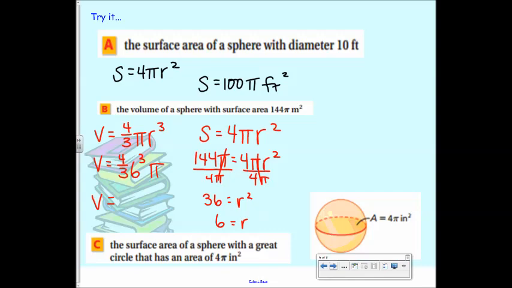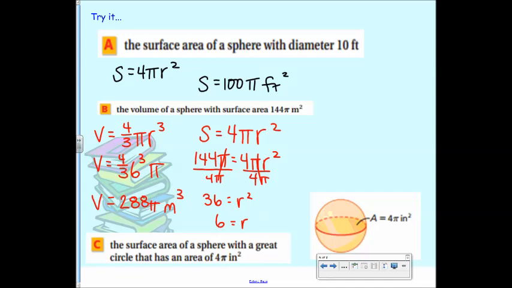What is it? 288. 288 what? 288 pi, and then meters cubed. Why is that one cubed? Because it's volume. Alright, that one's volume. Okay? I'm going to recommend every time that you write out all the equations you need.